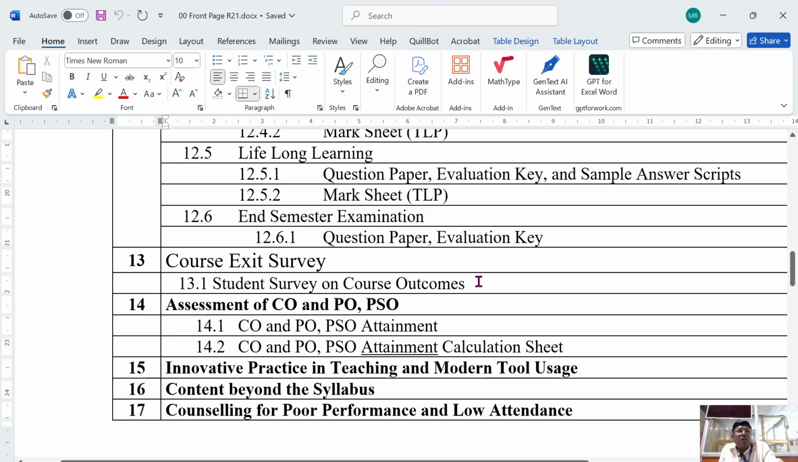Now, the course exit survey: after completing this, you have to get the course exit survey on course outcomes, and that has to be minuted. And the assessment of course outcome, 14 points, see it in detail.